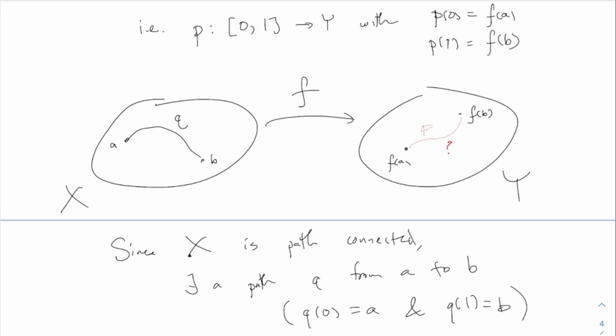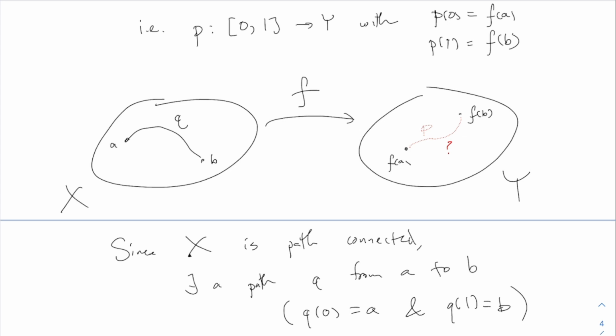Our goal is to create a path over here. Anybody got a brilliant idea? How could you take this path and somehow turn it into this path over here? Knowing that there is a path over there, can we somehow do something to it to create this path over here? You got an idea?